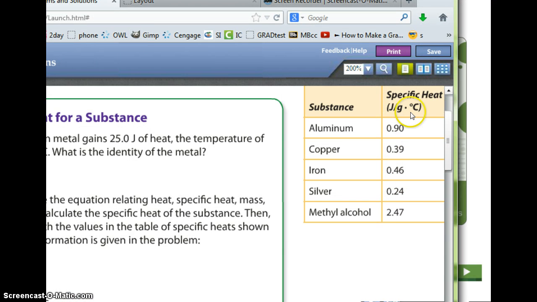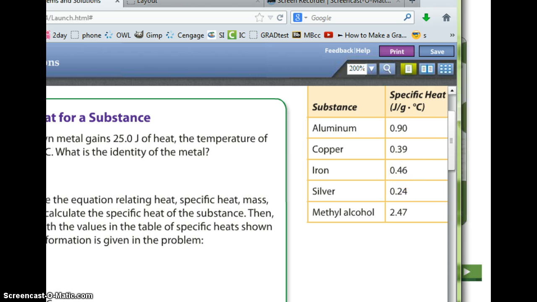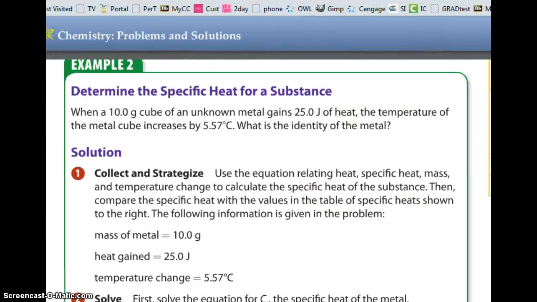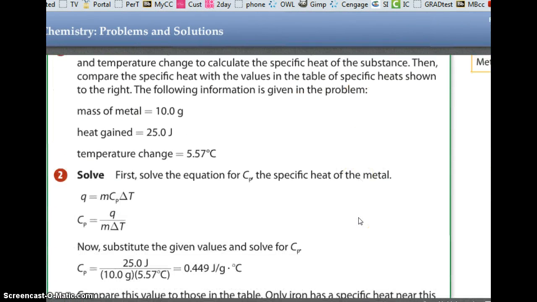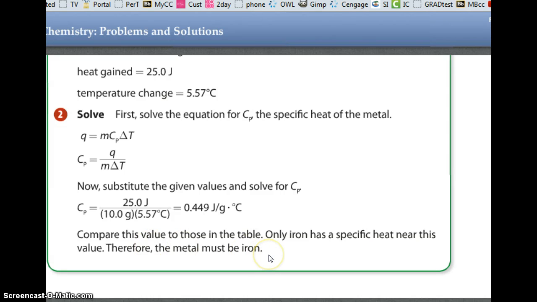So 0.449. Which one of these is close to 0.449? The closest one is iron. No, it's not exactly, but it's close. It's the closest, and in labs we sometimes have slight experimental error. All right, so compare this value to those in the table. Only iron has specific heat near this value. Therefore, the metal must be iron.